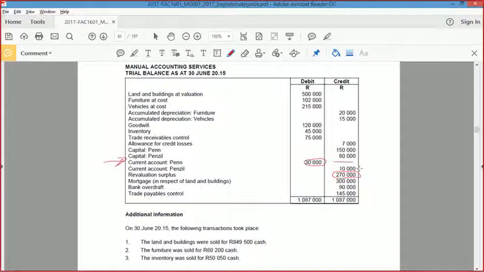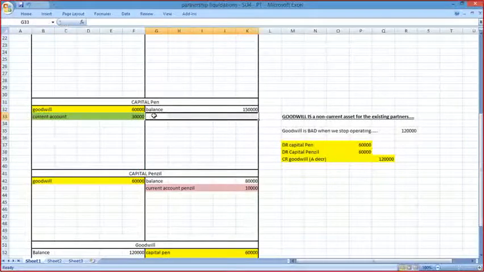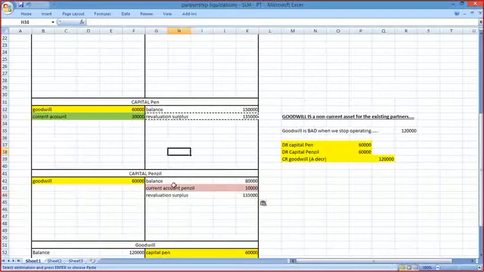To the capital account. Exactly. See, if you know what it is, you'll know where to put it. So where do I put the 270? It will be split between the two partners then. Correct. Okay, so revaluation surplus. Each gets half. So 270 divided by 2 gives me 135 for that partner and 135 for that partner. Correct. There you go. You've done it.